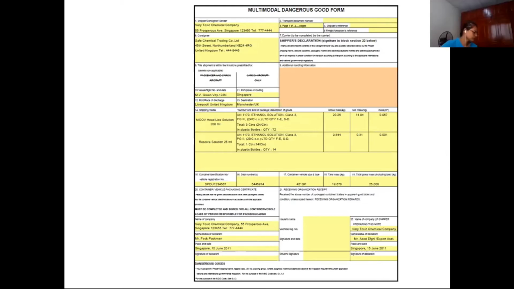Flashpoint. So we don't have an SDS, because if we had an SDS, where would we be looking at? DGL. The DGL column? The packing group.